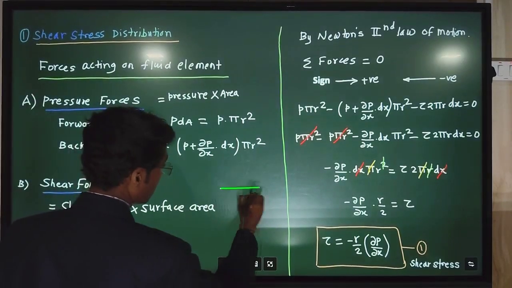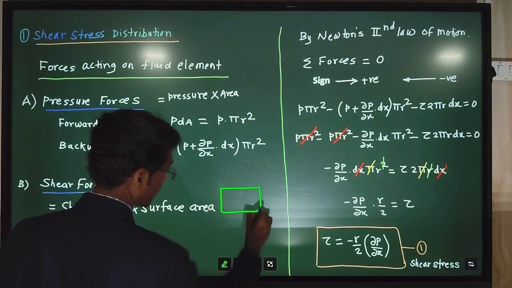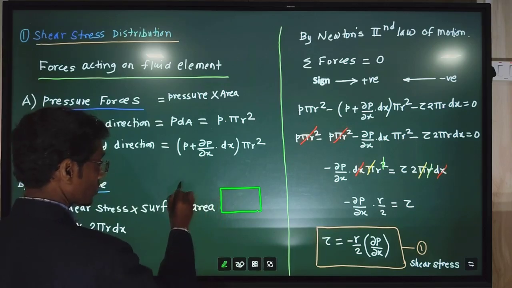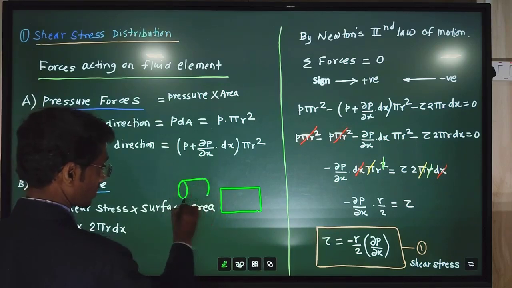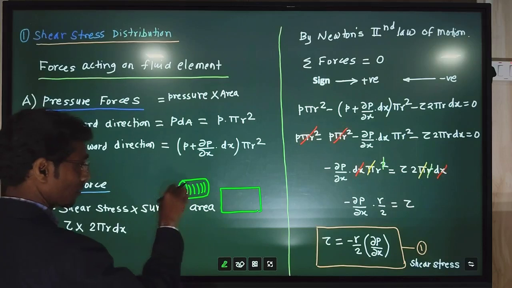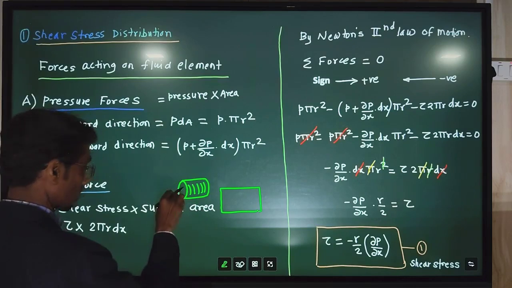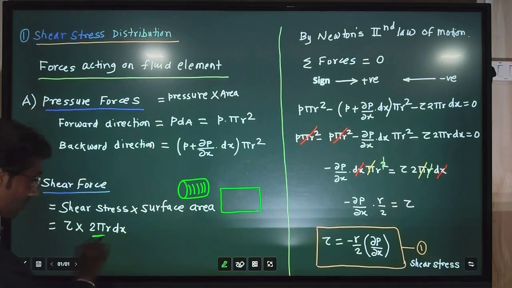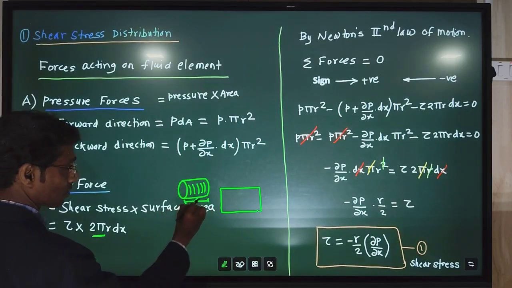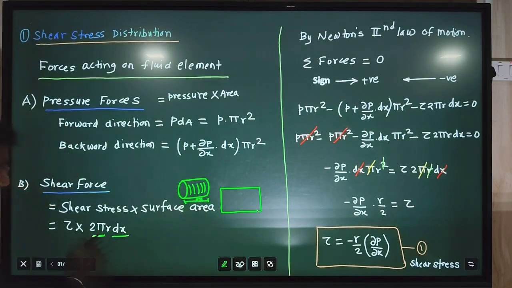So the fluid element is like this in a two-dimensional view or 2D diagram. If you consider three-dimensional, then it will be like this. So this lateral surface is what we are going to consider. The lateral surface area will be the circumference of this circle, that is 2 pi r, multiplied by this distance, that is dx. So the lateral surface area will be 2 pi r dx. This is the surface area of the fluid element.